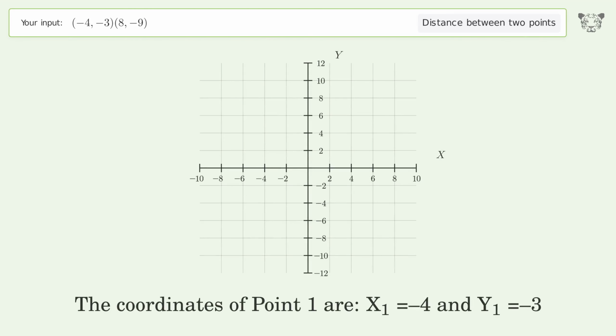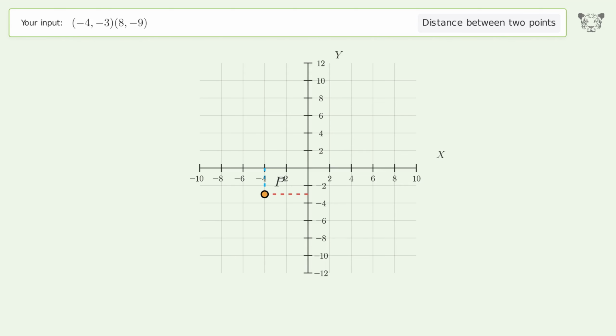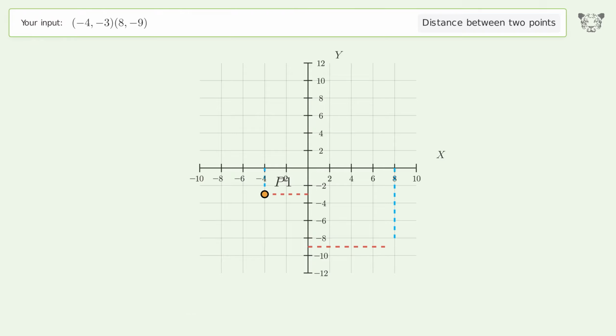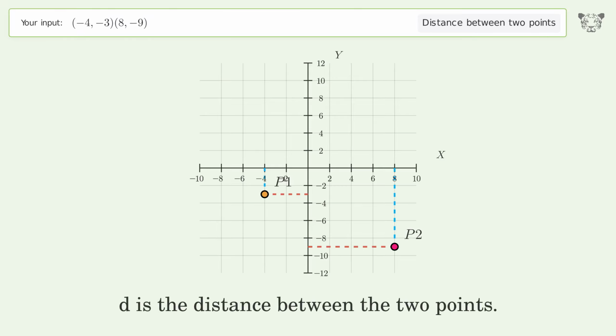The coordinates of point 1 are x1 equals -4 and y1 equals -3. The coordinates of point 2 are x2 equals 8 and y2 equals -9. D is the distance between the 2 points.